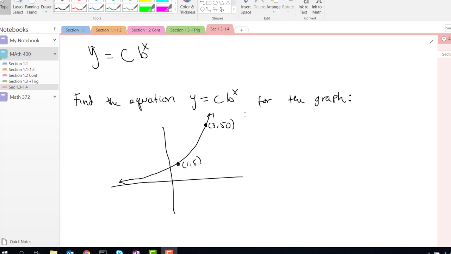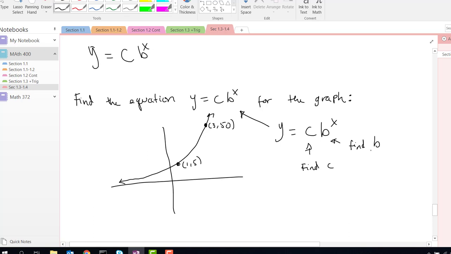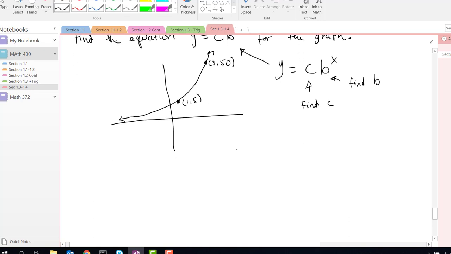So I know that it's an exponential, so I want it to look like y equals c b to the x. So that's what we're going to use. So that means we need to find a value for c, and we also need the base, and we need to find b. So we have 2 points, so we can definitely use those to get started.